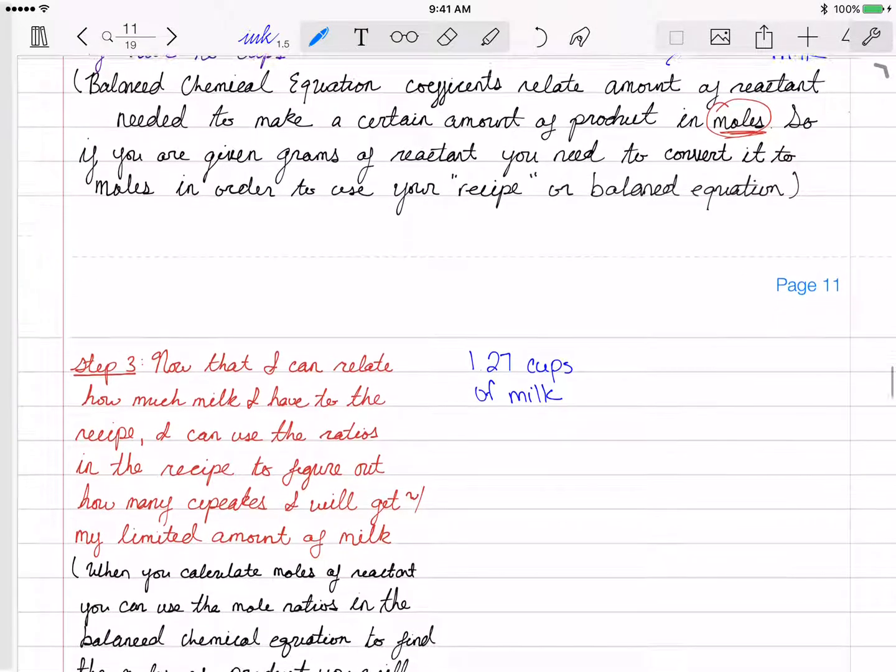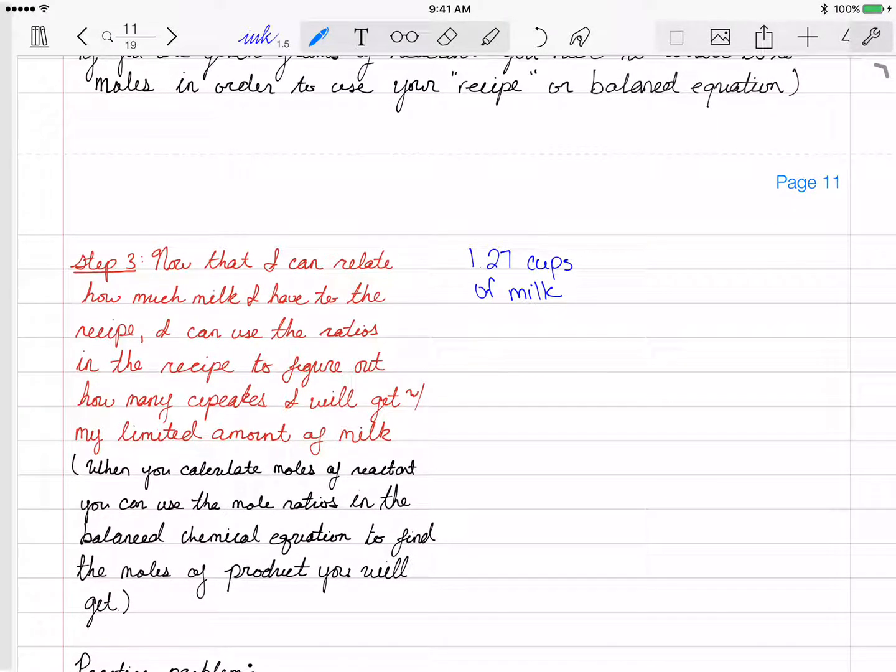So now I can relate the amount of milk I have to our recipe. And I'm just going to write down the equation again. So it was 2 cups of flour plus 1 cup of milk gives us 3 cups of cupcake batter. I'm going to abbreviate this time.